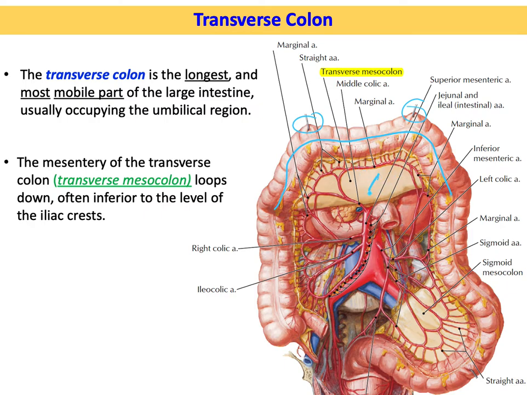And you see here, it's mobile because it has its own mesentery that connects it to the posterior abdominal wall. What's the name of the mesentery of the transverse colon?